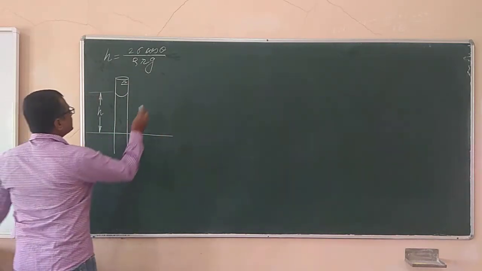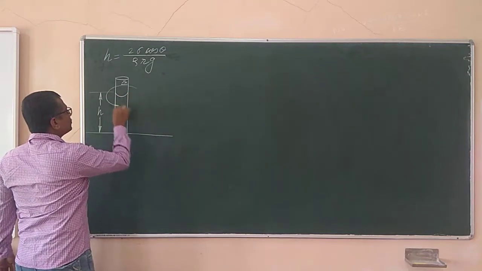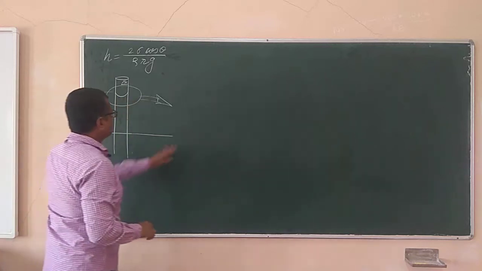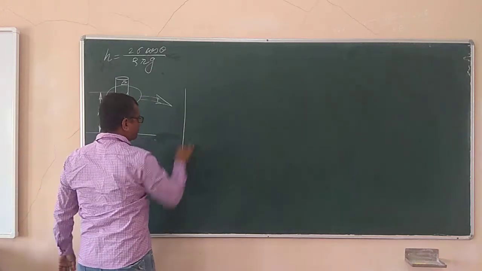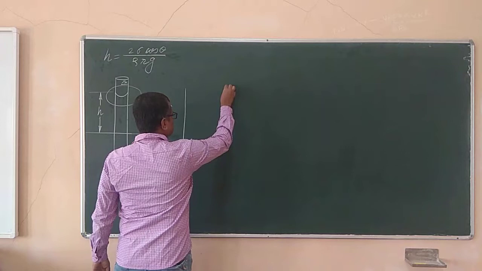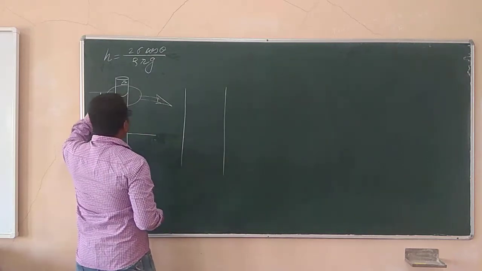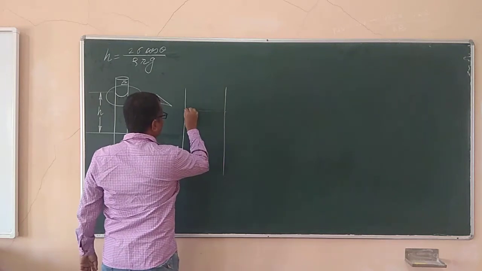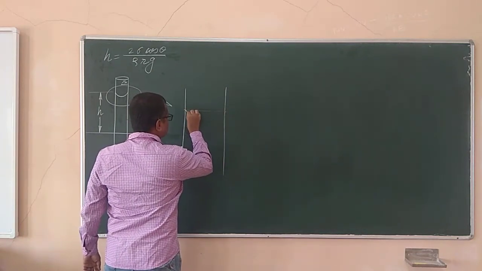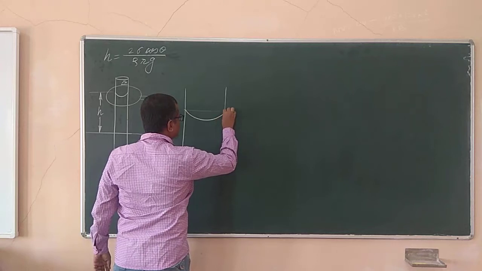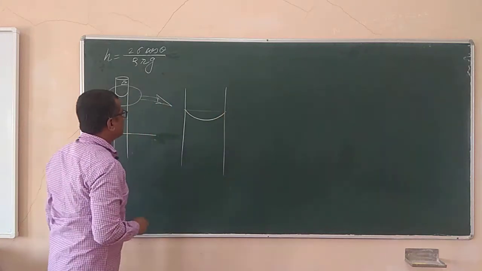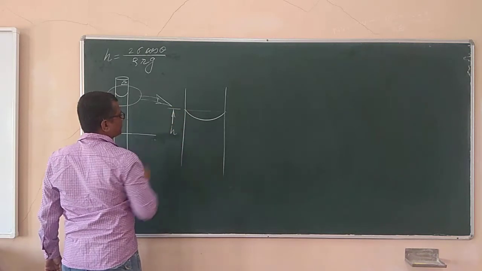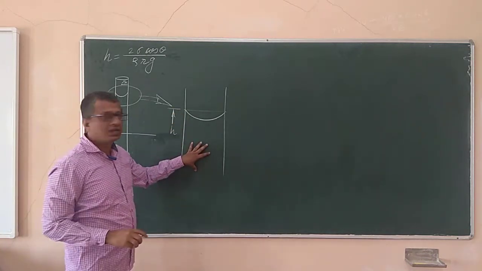In this case, I would like to highlight only this much part over here, so the enlarged view of the capillary tube is over here. This is the tube, and the level of liquid is from here up to here, and this is the spherical surface. And this is the height we have mentioned, that is h. Here is the liquid.